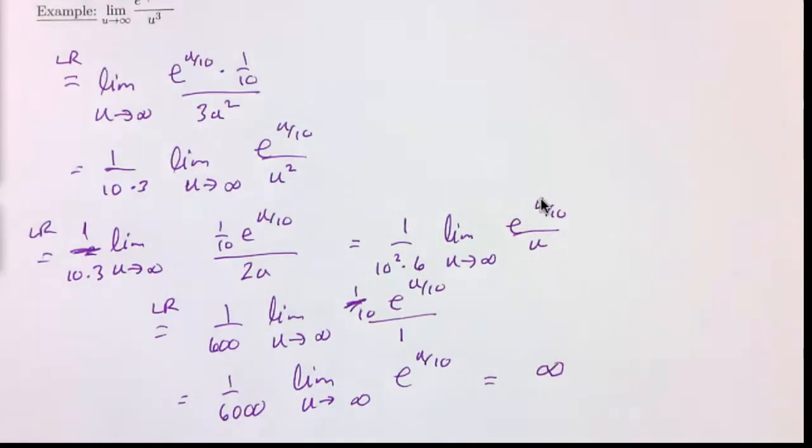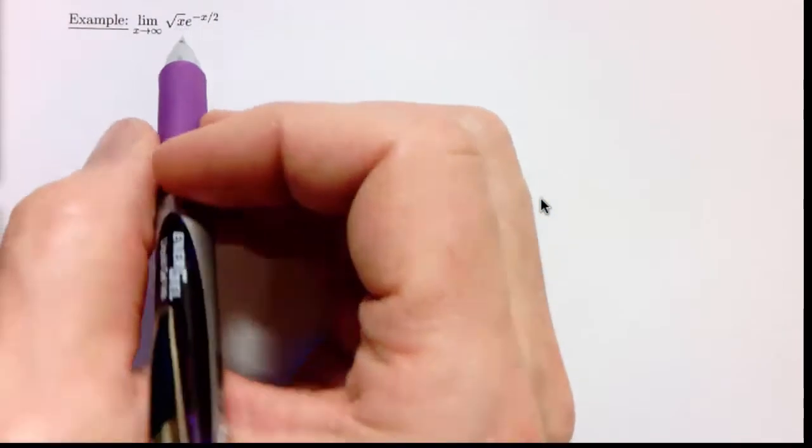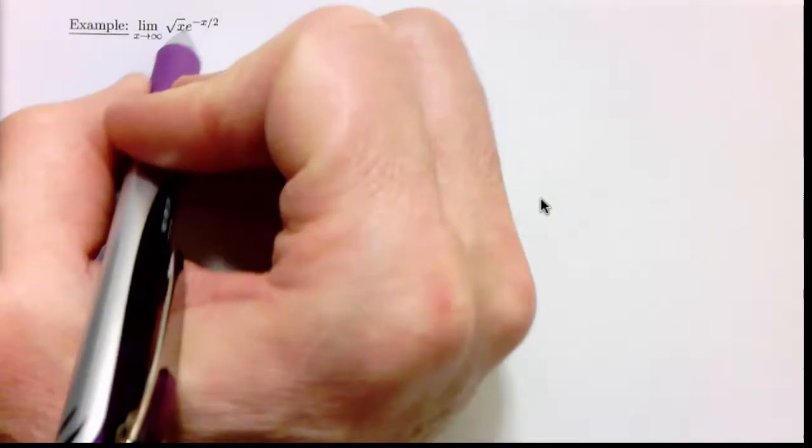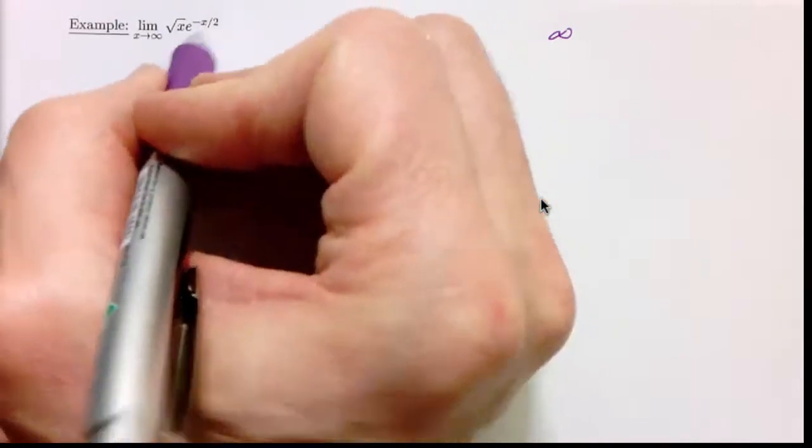This next example is an example of what's called an indeterminate product. Doesn't fit our L'Hopital's rule form exactly, right? But we can make it very easily into one that does fit our form. Okay, so as x goes to infinity, square root x is going to infinity, but e to the negative x over 2, that's exponential decay, goes to 0.